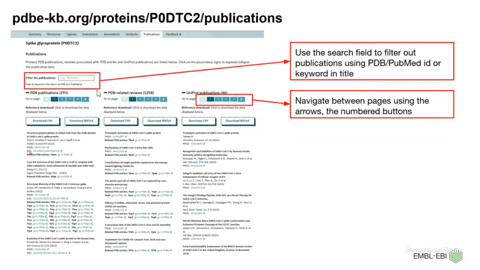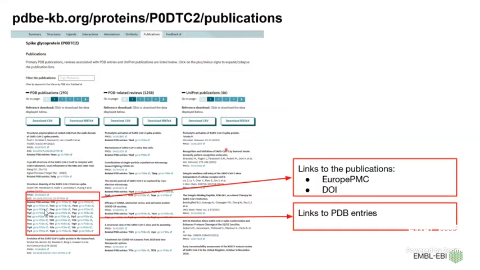You can filter these publications based on PDBe ID or PubMed ID, or even a keyword in the title. You can navigate between these pages using these arrows or numbered buttons. For each of these publications, you will find links to EuroPMC and DOI. And for all the PDB entries mentioned in that particular article or publication, there are links available straight away over here.